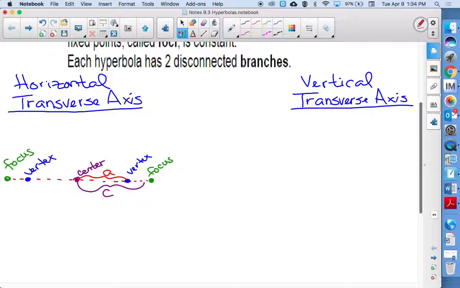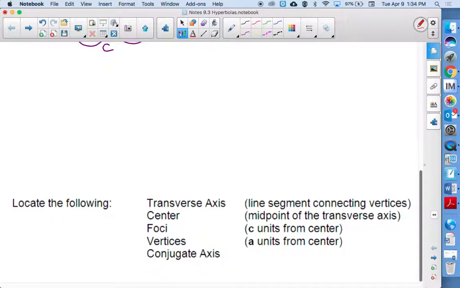So there was the other letter that we used. We have the A and the C. Virginia, that other letter was B. And if I go down below, I now have the transverse axis, the line segment connecting everything. We have a center, we have two foci, we have vertices, and then we have this conjugate axis. That's the B value.